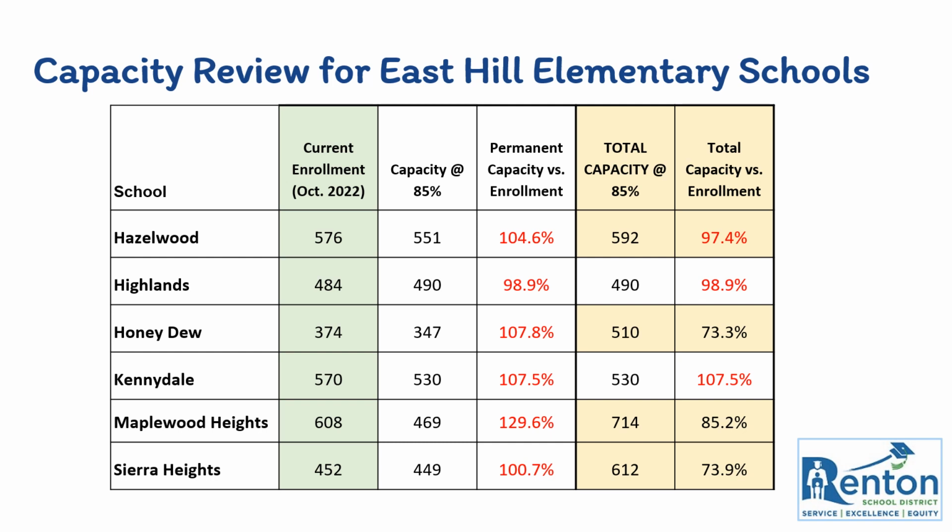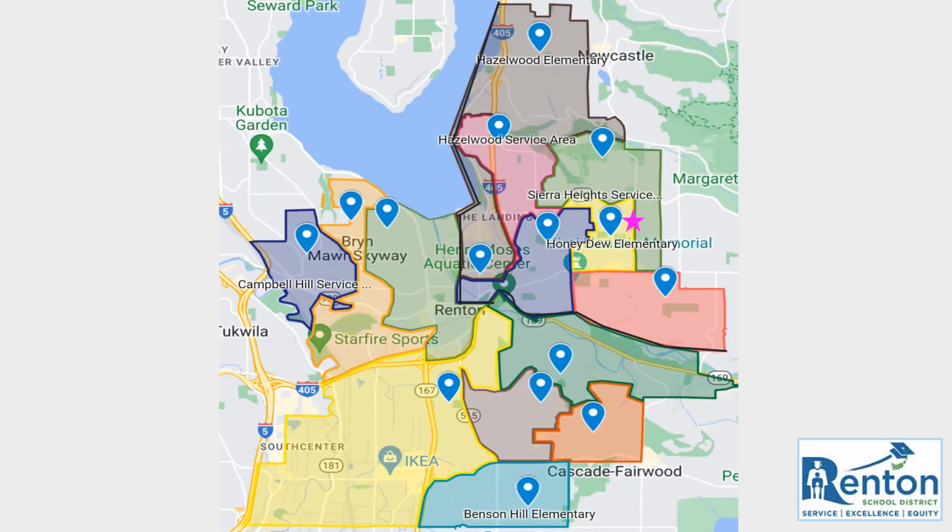So the next 2 columns show us the total capacity at 85%, which is the capacity of the school building with portables. Still, some of our schools, even with portables, are a bit too full. So that is why, even though our enrollment has declined a bit, it's still important for us to be opening this new school. And as I mentioned, this school is in this service area, and to make that adjustment, we have to adjust the boundaries for several of the elementary schools.